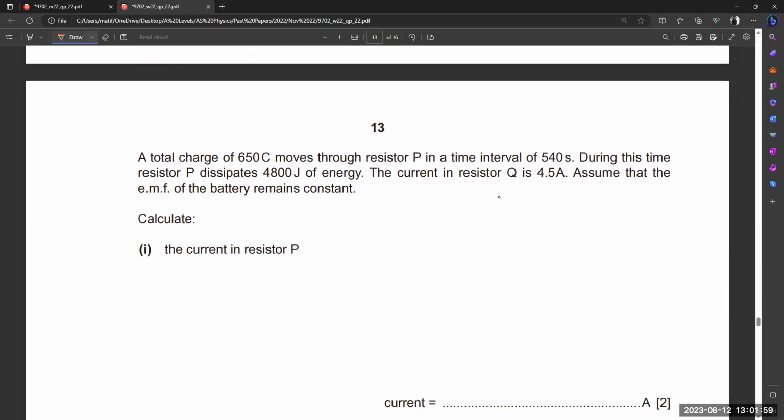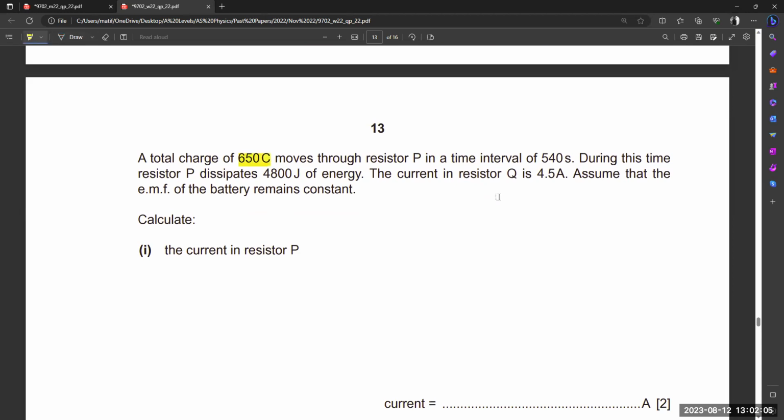And what is the question? A total charge of 650 coulomb moves through the resistor P in a time interval of 540 seconds. So this is only for P. During this time, resistor P dissipates 4800 joules of energy. So, so many quantities are given.